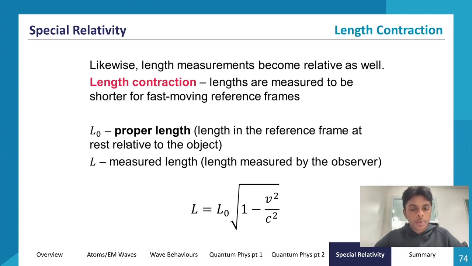So L naught is proper length. For my example, the proper length would be 10 meters because the train is 10 meters long. And L is the measured length by the observer outside that inertial frame of reference. So if I'm outside that frame of reference and I'm seeing the train move because I'm not in the train, then I will measure L, the measured length. If I'm in the train, then I will measure L naught, the proper length.